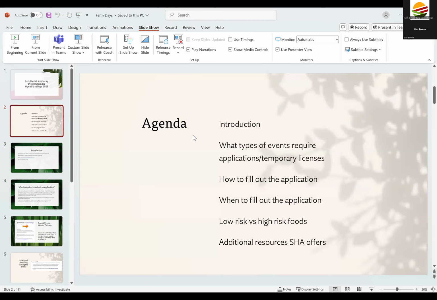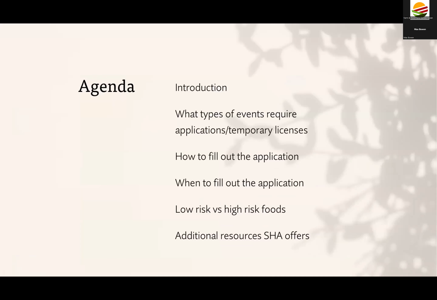So the topics are: introduction, what types of events require applications, temporary licenses, how to fill out the application, when to fill out the application, low risk versus high risk foods, and some additional resources that the SHA offers. Let me do it this way. It's probably a little easier for you guys to see.